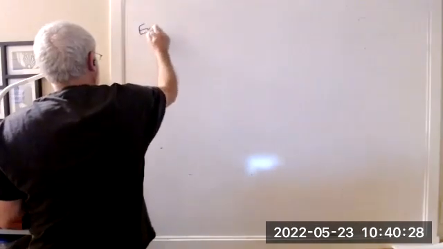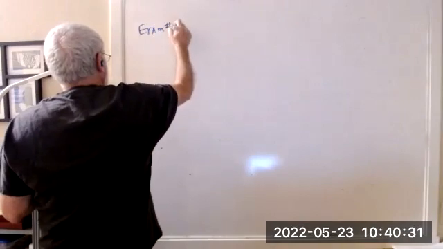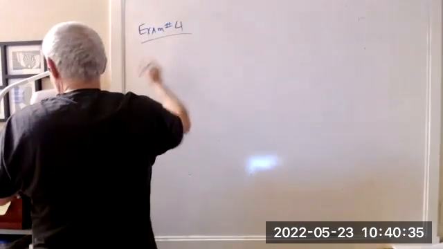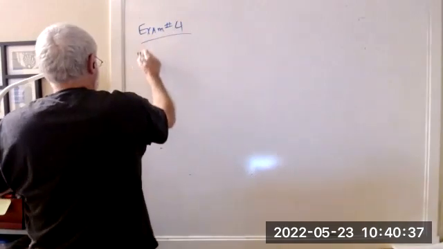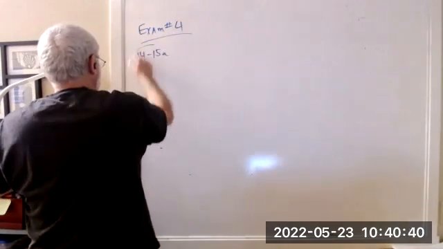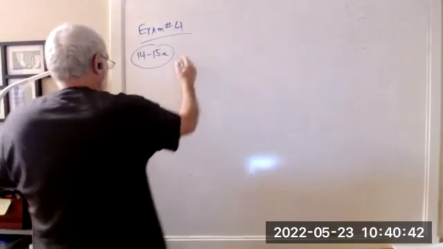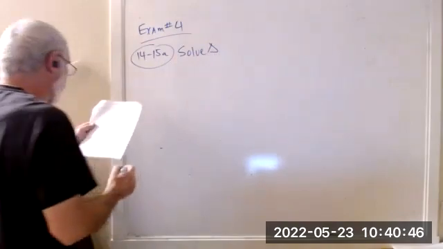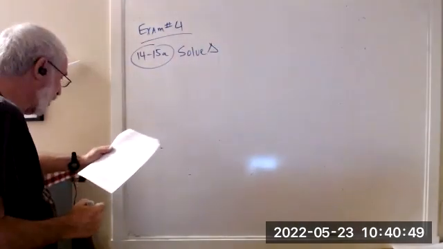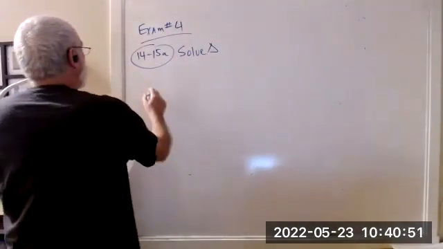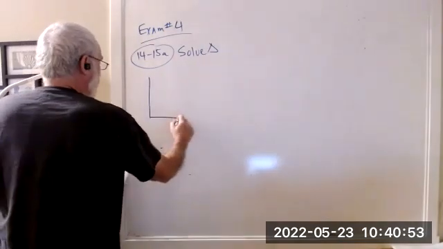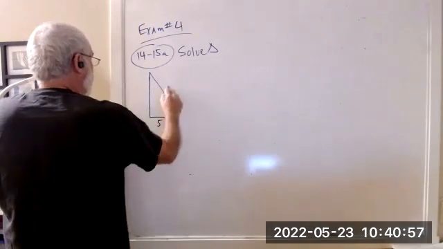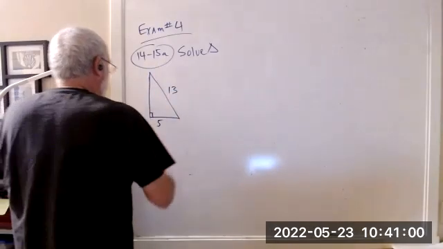Exam number 4, problem either 14 or 15A. My numbering was screwed. It said solve the triangle, and solve meant find all the missing sides and angles. So the first triangle, I'll do the second one in a minute. The first one was here. This is 5, 13, and this is a right angle.